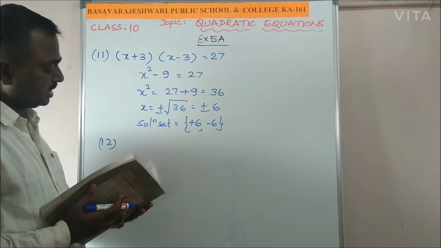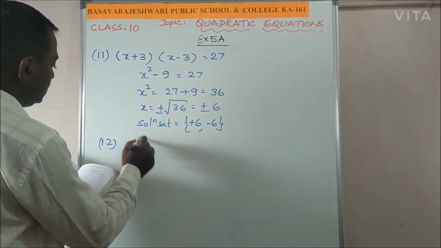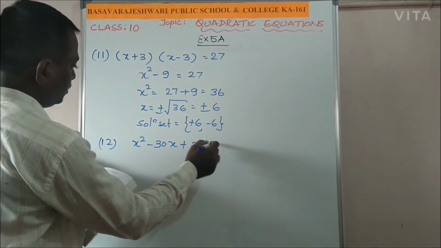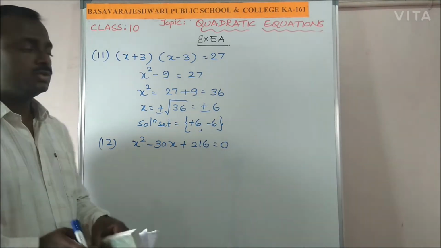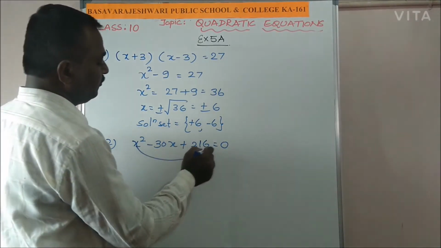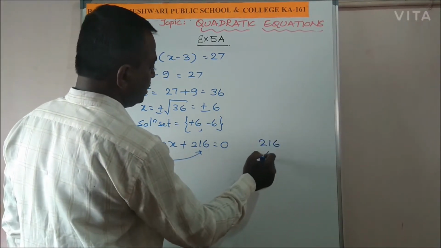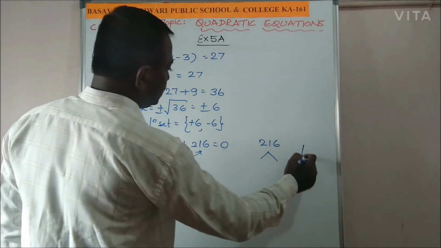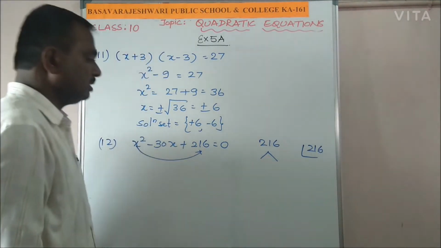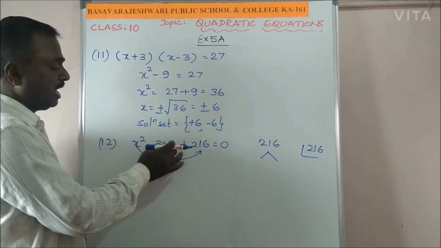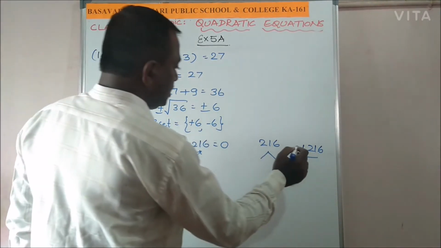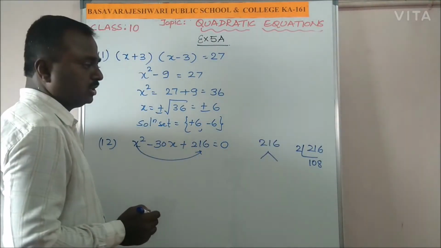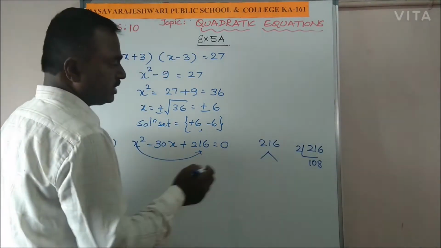So question number 12 is, x square minus 30x plus 216 is equal to 0. So you have to find the factors for 216. If you multiply you should get 216, and if you add or subtract you should get 30. Let us factorize 216: 2 ones are 2, 2 fours are 8, 2 eights are 16.